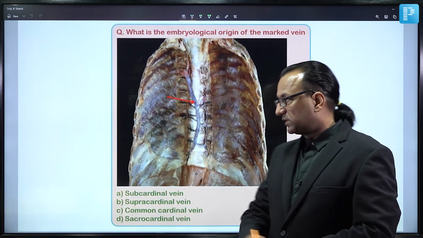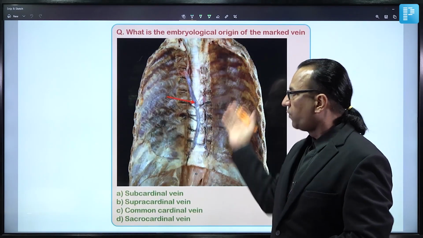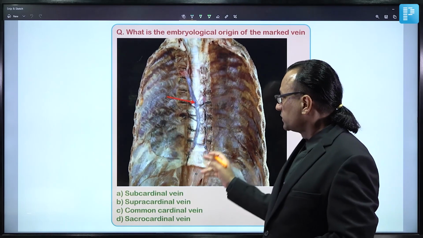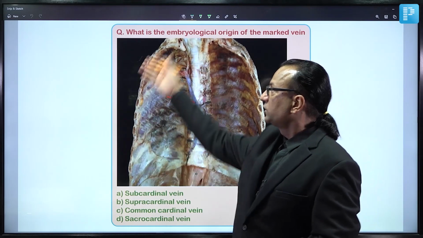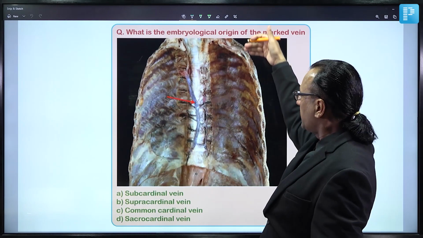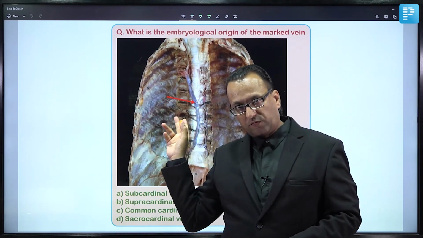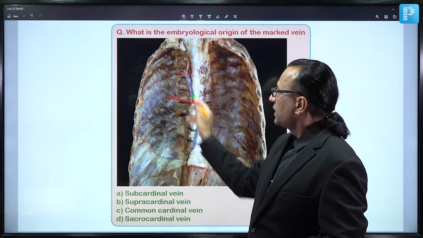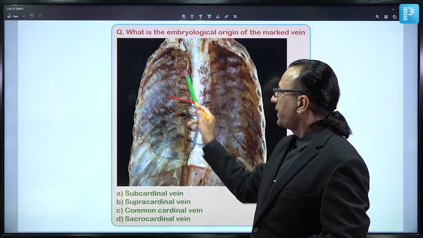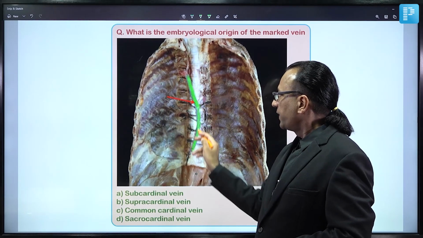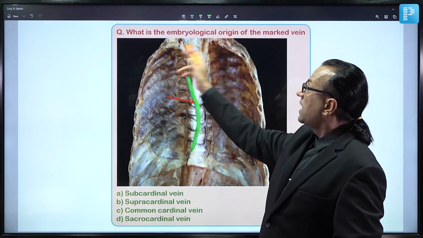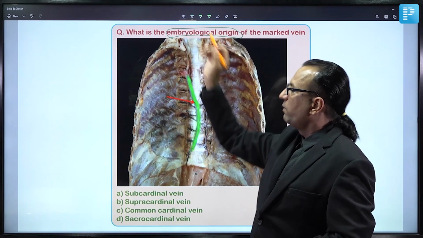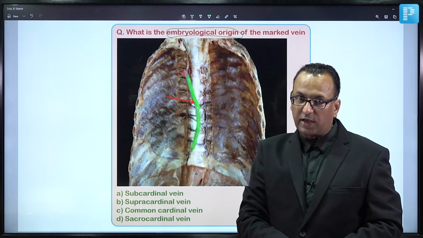As we understand, this is the posterior thoracic wall. We can see the vertebral arch here and cut sections of the ribs on the right side as well as the left side. The marker is on a vein which is running towards the right side of the midline and is none other than the azygos vein. Now, if that is the azygos vein, they are asking us about its embryological origin, and it will be the veins which are draining the thoracic wall.